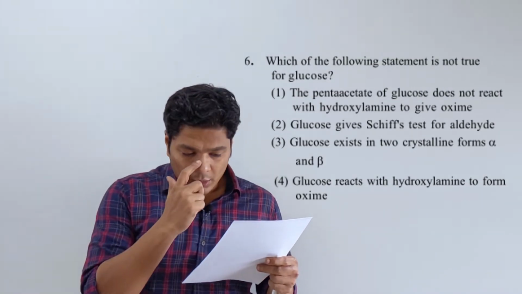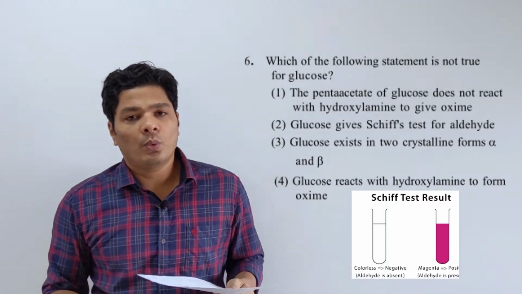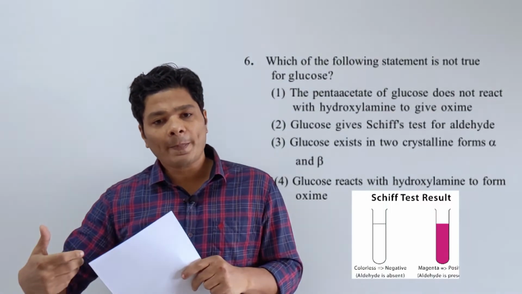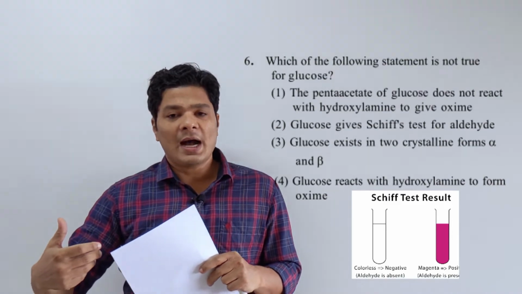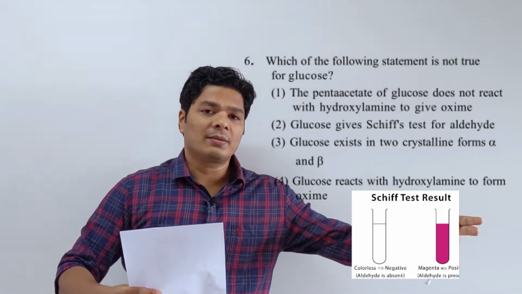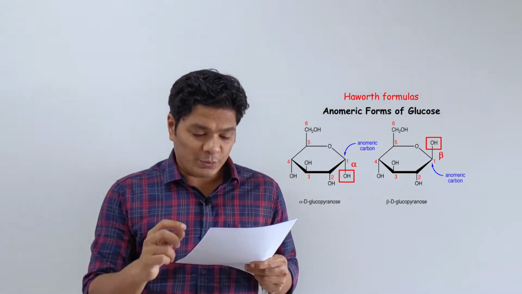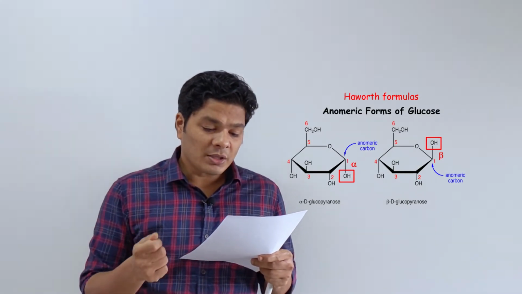Option 2, glucose gives Schiff's test for aldehyde. Schiff's test, basically what it does is you have decolored Schiff's base and then you add an aldehyde to it and it gives the color back, magenta color. But glucose does not give you Schiff's test because it's in a cyclic structure. You don't have the aldehyde group anymore, it is a hemiacetal group. So beta is wrong. So that's going to be not true.